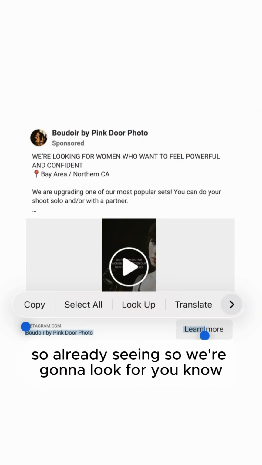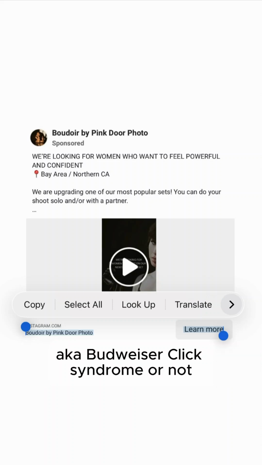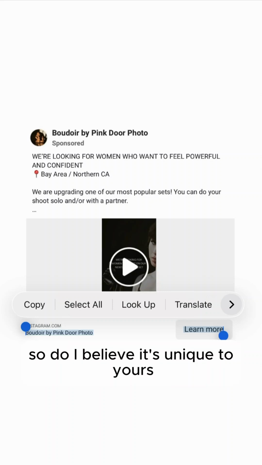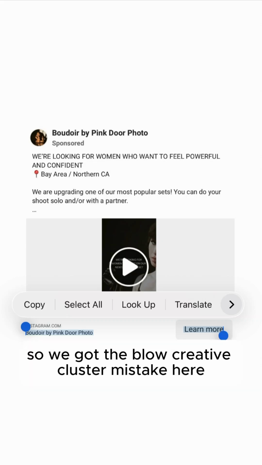So we're going to look for, diagnose, yes or no, does it have BLCS, aka Boudoir low click syndrome or not? So do I believe its unique CTR is under 6% or not? Under 6%, yes or no? So we got the below creative cluster mistake here.